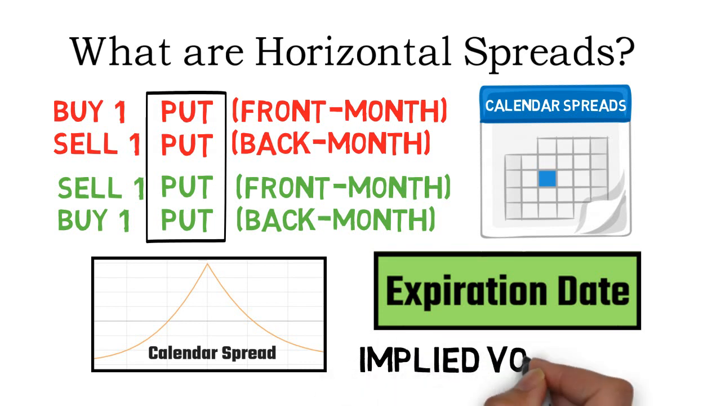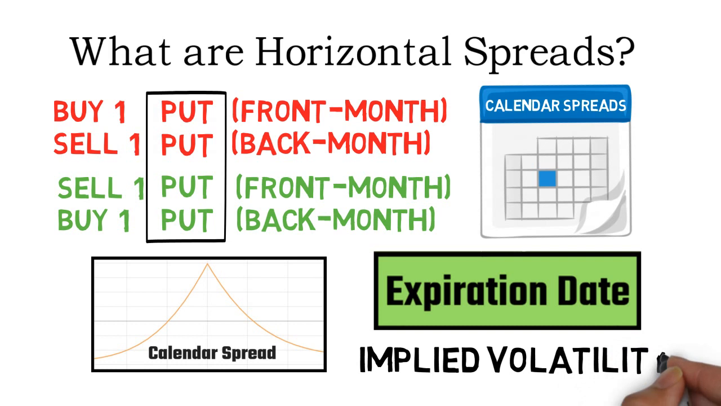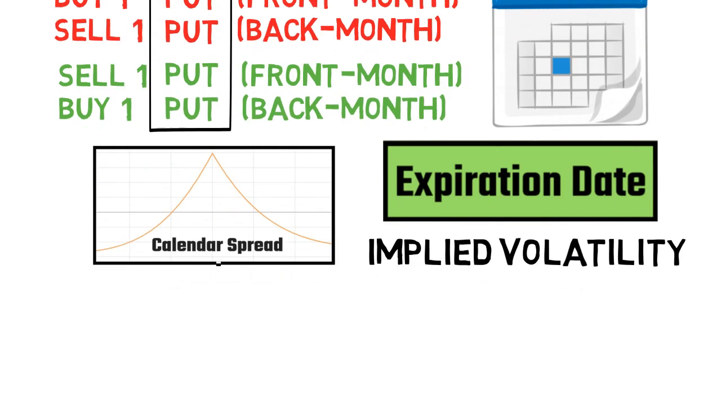They actually try to take advantage of movement in implied volatility. For instance, long calendar spreads try to profit from increases in implied volatility, whereas short calendar spreads try to do the opposite. Summed up, calendar spreads try to profit more from implied volatility and time than movement in the underlying asset's price.